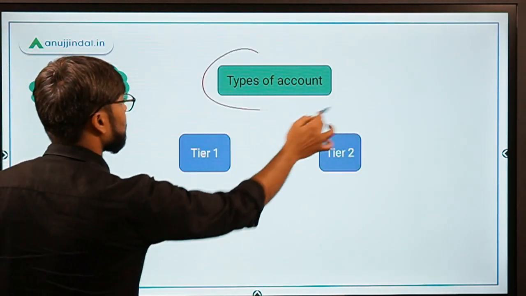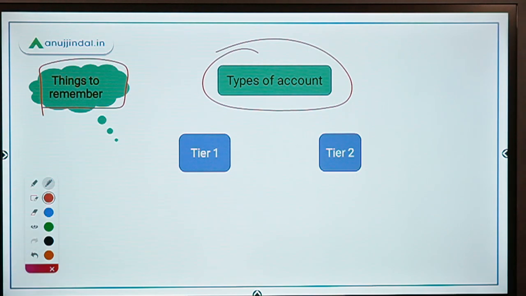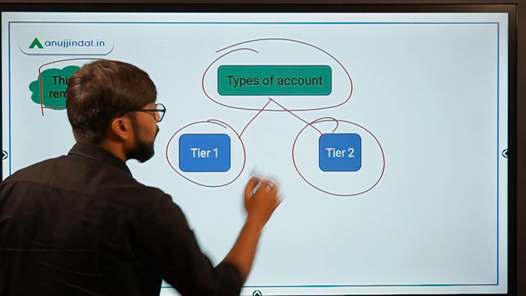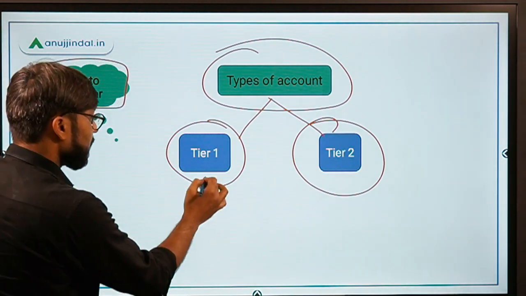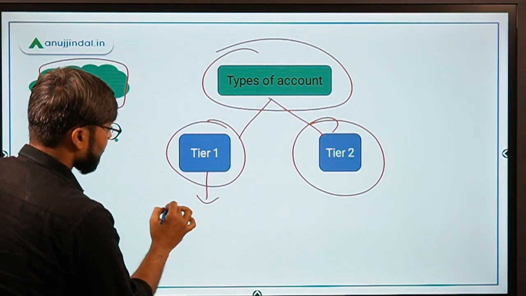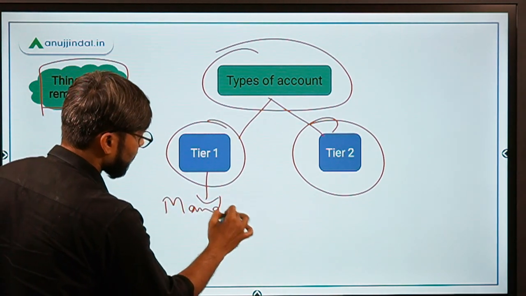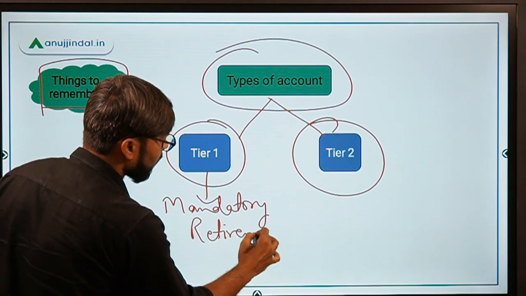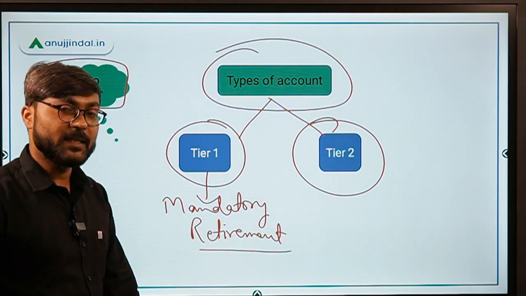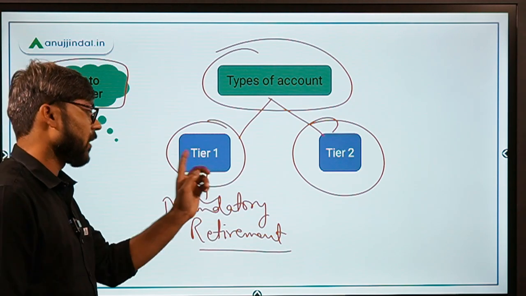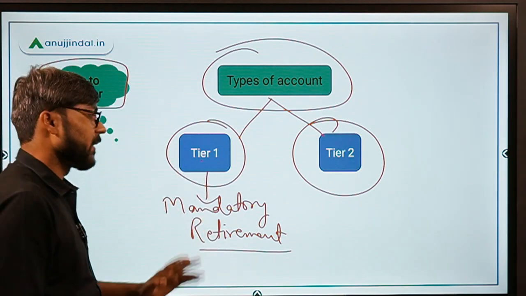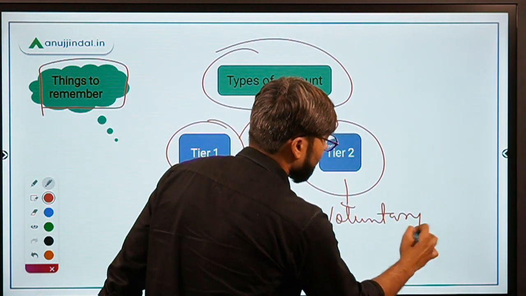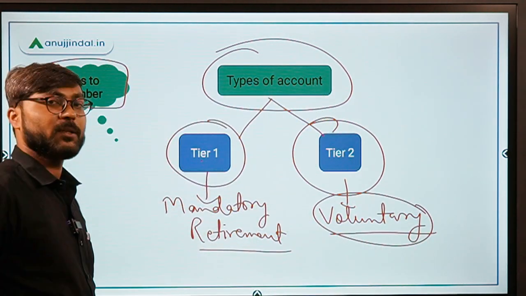And now let's talk about the types of account and the things that you have to remember. So guys, there are two types of account here, tier 1 account and tier 2 account. Okay, so let's talk about these. So tier 1 account is the mandatory account. It is the mandatory retirement account. You have to open a tier 1 account if you want to subscribe to NPS. Agar aap NPS mein jana chahte hain, to aapko tier 1 account kholna hi padega. It is a mandatory retirement account and this is voluntary. Okay, this is a voluntary account. Theek hai, ye aapke upar hai ki aap kholna chahte ho ya nahi kholna chahte.